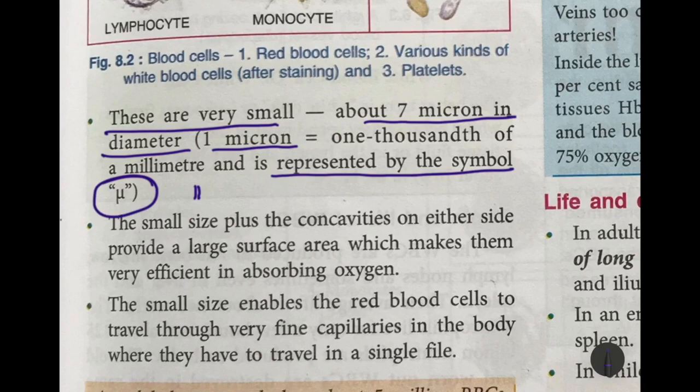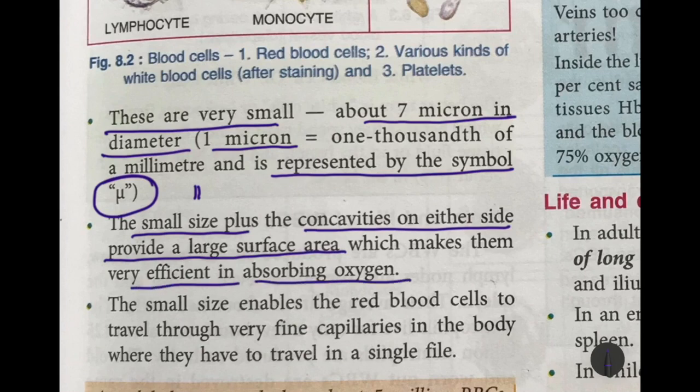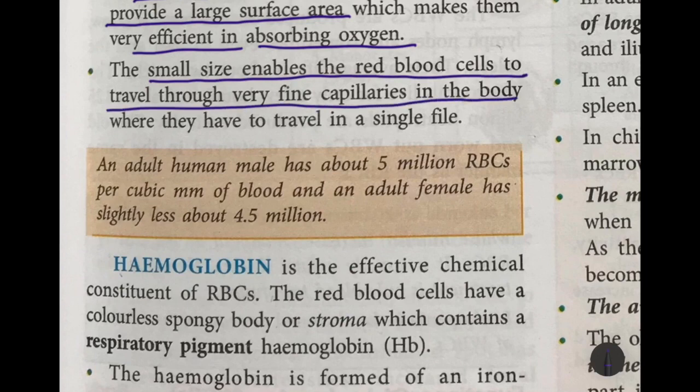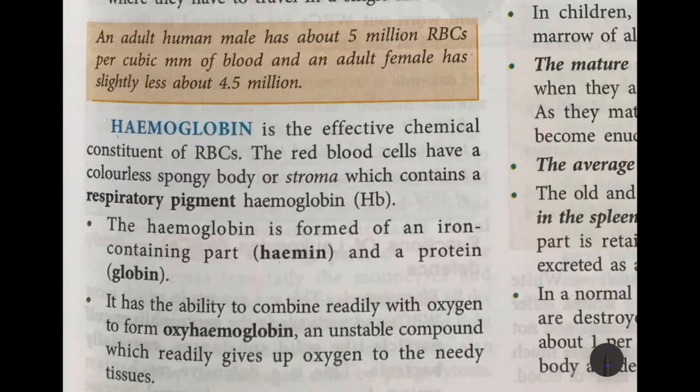Now, red blood cells are very small in size and they have concavities on either side. Why? To provide a large surface area, which makes them very efficient in absorbing oxygen, so that they can absorb a large amount of oxygen and carry it to the different parts of the body. The small size enables the red blood cells to travel through very fine capillaries in the body. In various parts of our body, the capillaries are so thin that the red blood cells have to walk or travel in a single line.